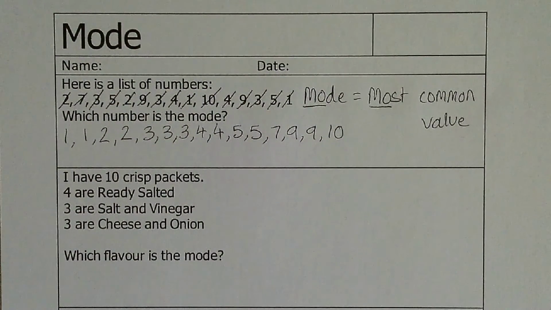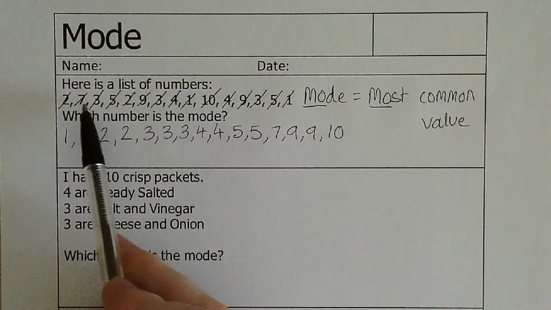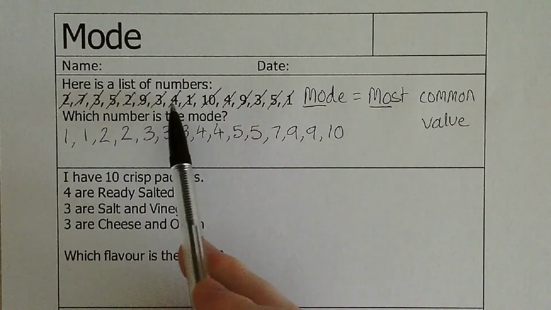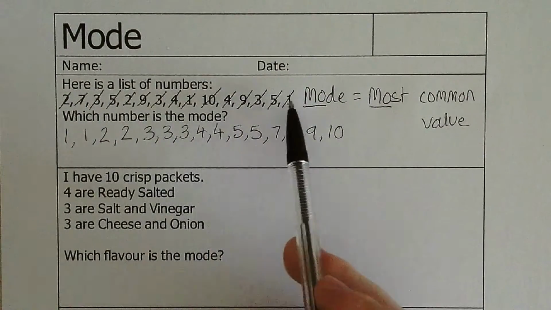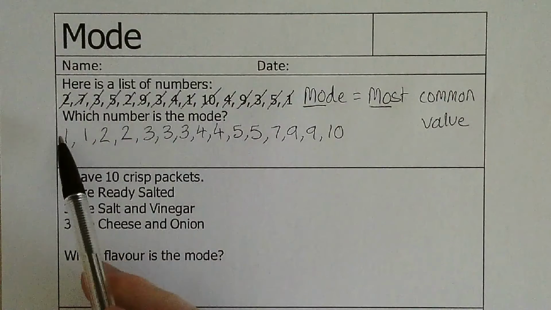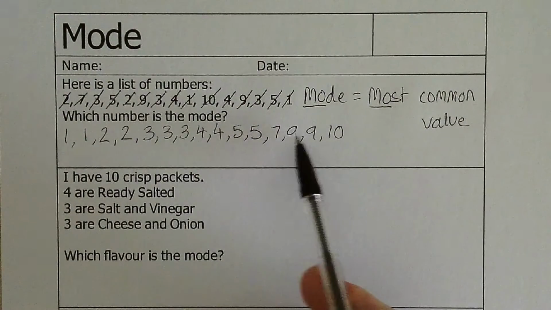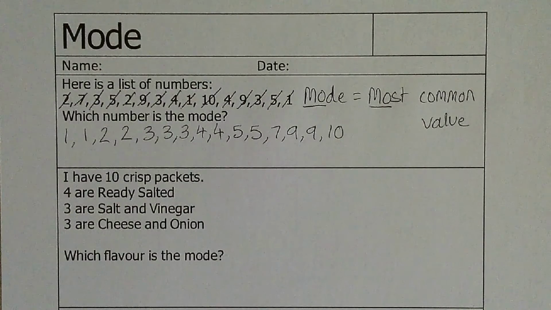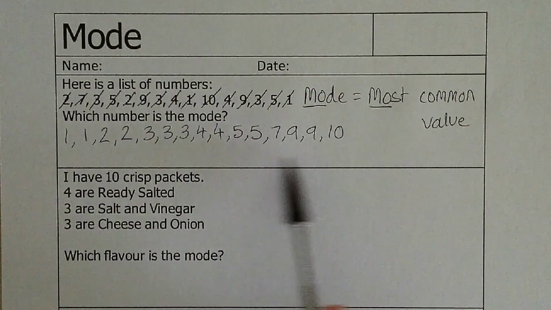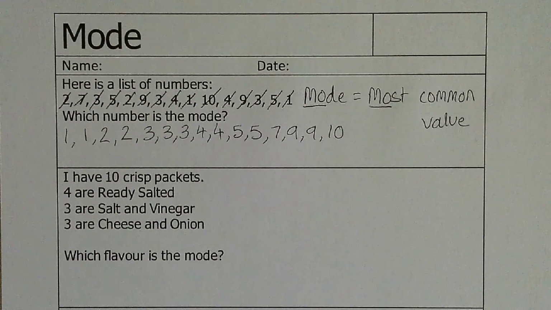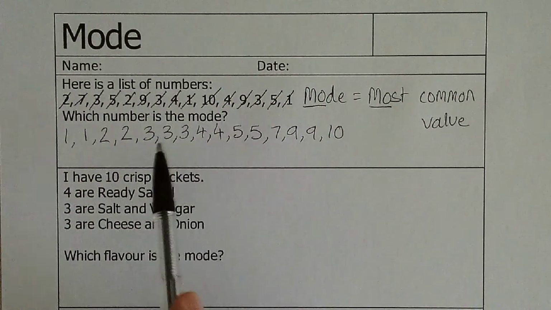To make sure I've not missed any numbers out, I might want to count how many numbers there are in the list altogether. And there's 15, and I want to check that there's 15 numbers in this list as well. There are, so I've not missed any of the numbers out. Now I just need to see which number appears the most. Because they're in numerical order now, it should be more obvious which number appears the most.